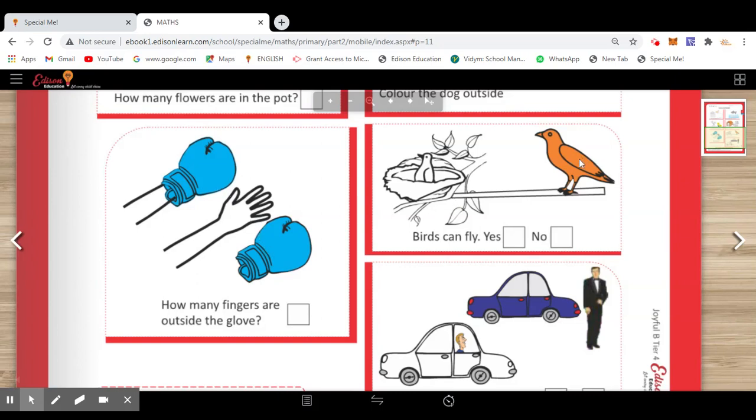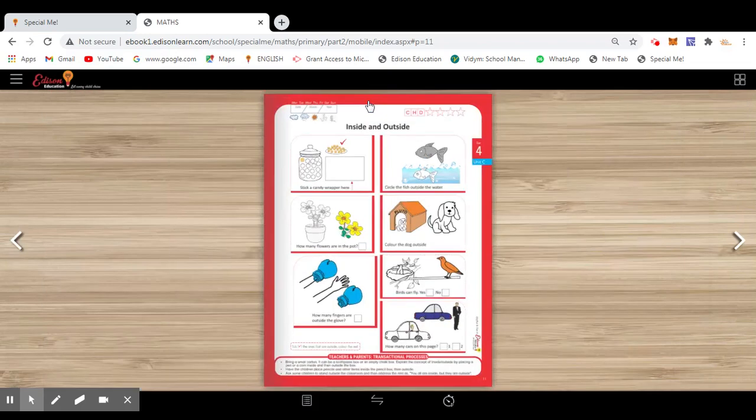Next, what is this? This is a bird. This bird is inside the nest and this bird is outside the nest. Inside, outside. Next, this man is inside the car and this man is outside the car. So students, now you know the concept of inside and outside. So this way you have to revise the concept of inside as well as outside. Right? So now let's recite.